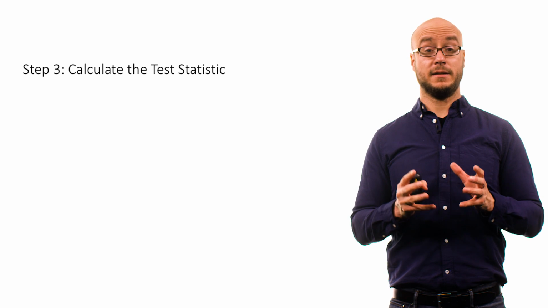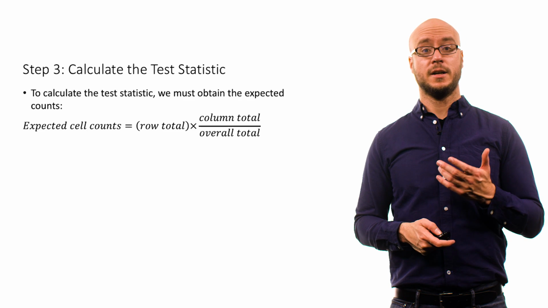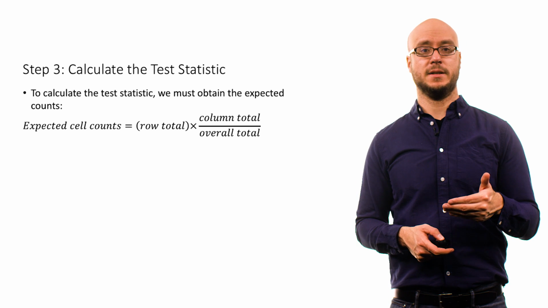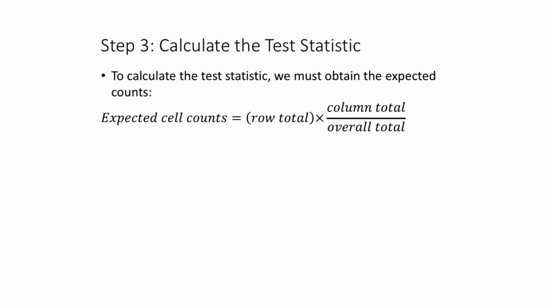Then for step 3, we can calculate the chi-square test statistic. This is based on not only the observed counts, but the expected cell counts. These are the expected cell counts under the assumption that these 2 variables are not related. The expected cell counts are simply the row total times the column total divided by the overall total.